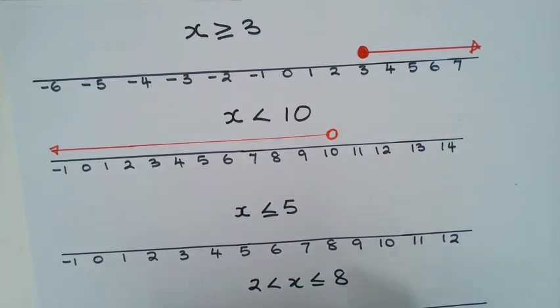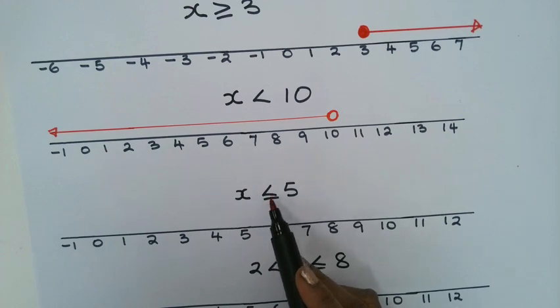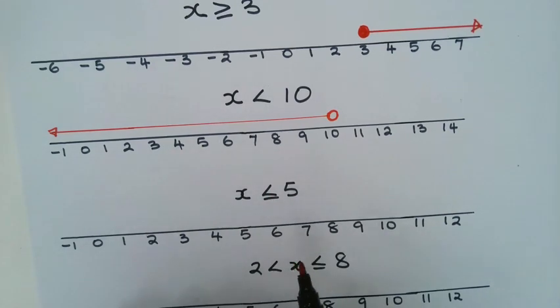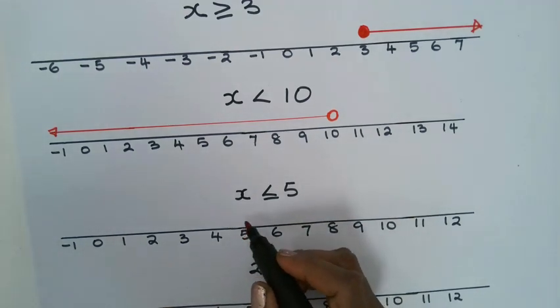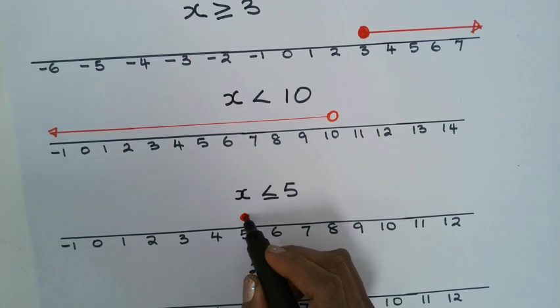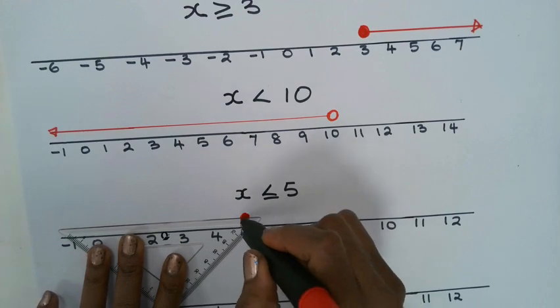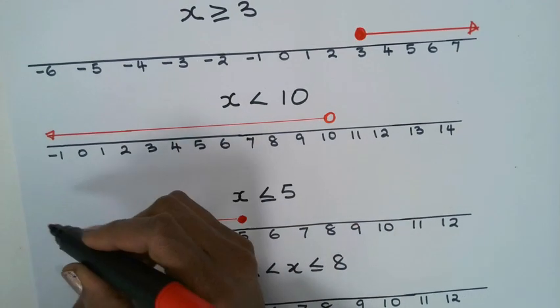Now we look at the next one, which is x is less or equal to 5. So less or equal to 5, we're going to have a closed circle and the arrow is going to go towards the negative side.